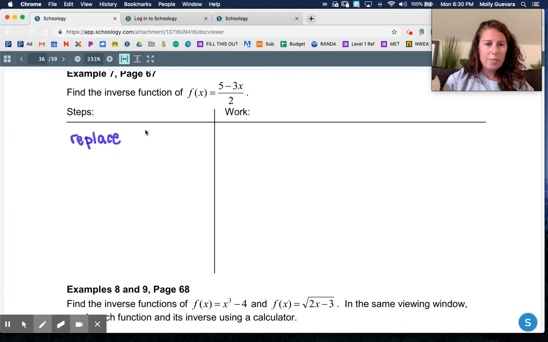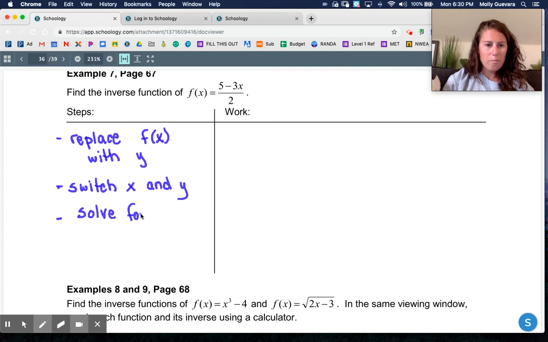Replace f of x with y, right? That's first step. Second step, switch the x and y. And then third step is to solve for y. So nice and easy. This shouldn't take us very long. We should be good to go here. So let's go through the steps.